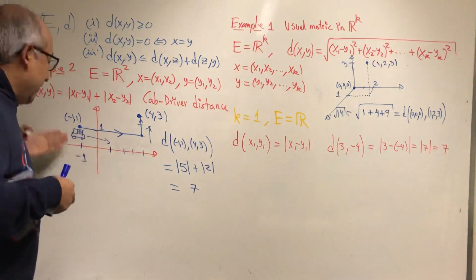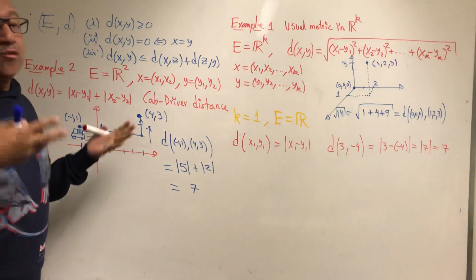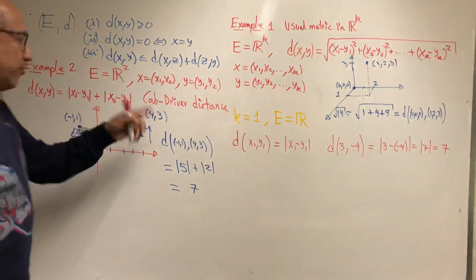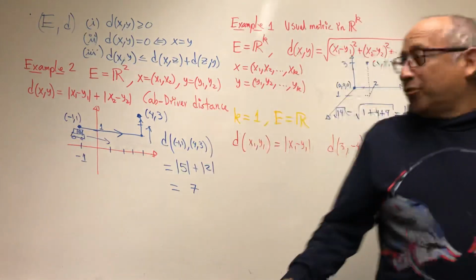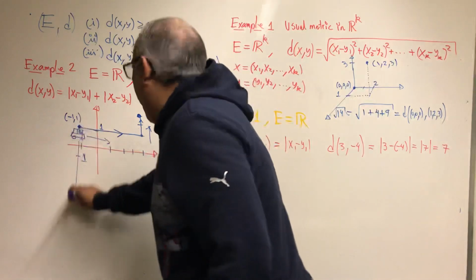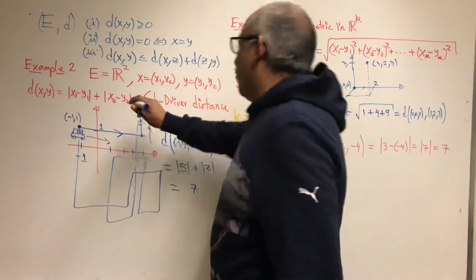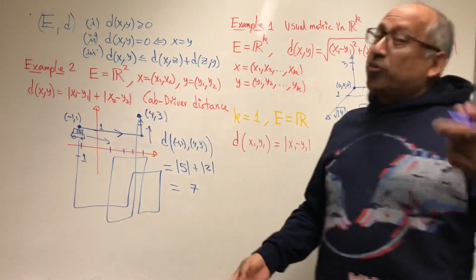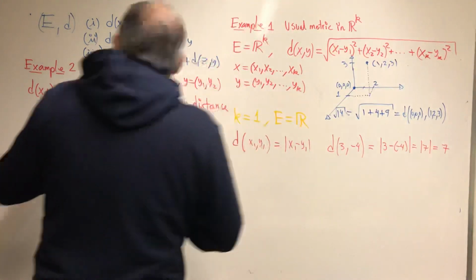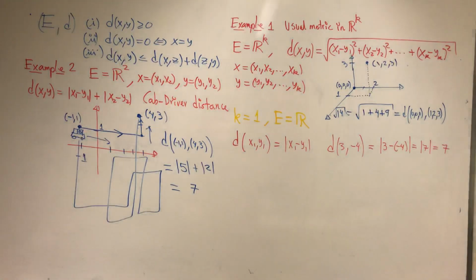Of course, in reality, if you are here and this is your house and you want to take a cab and you tell the cab, take me to my house, the cab is not going to do that. The cab is going to go like bam, bam, bam, and then arrive to your house. Of course, because I want to charge you more money, right? All right, that's called the cab driver distance.